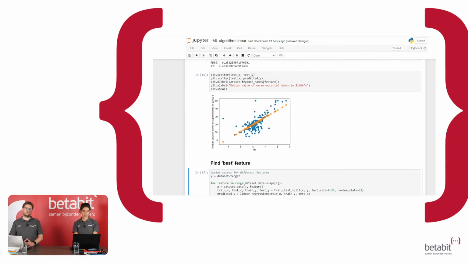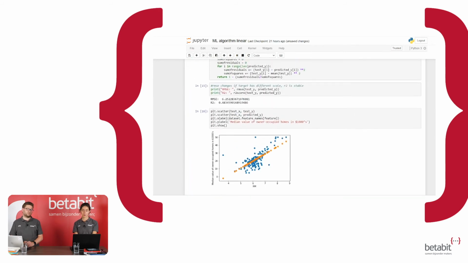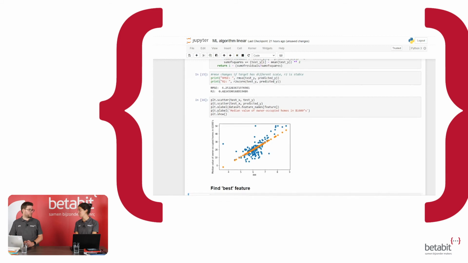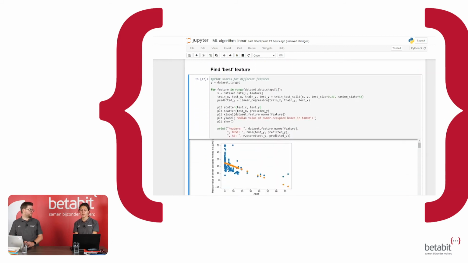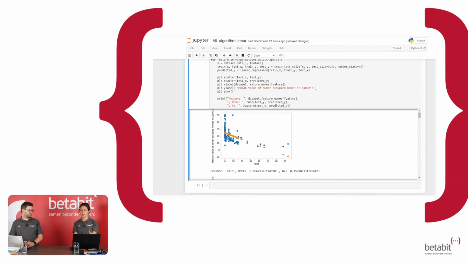So with the amount of rooms, our root mean squared error was 6, right. So not too different from 8, but we had a way higher R2 score. So that's why R2 scores are so important, because you can't directly compare. Yes, and we can see that we have a few R2 scores that are really low.